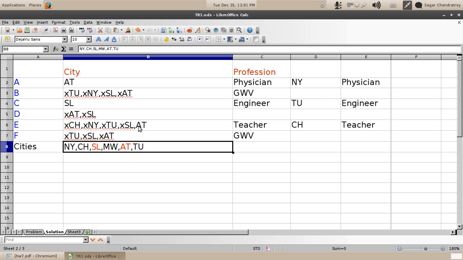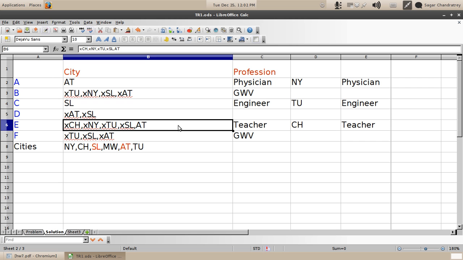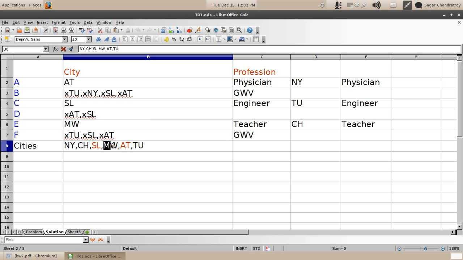Now, who has the maximum data? E. So E is not from Chicago, New York, Tulsa, St. Louis or Atlanta. So E has to be from Milwaukee. Let's put that information here: MW, and then I'll color MW in red. Then I'll put not Milwaukee, not Milwaukee, and not Milwaukee here.